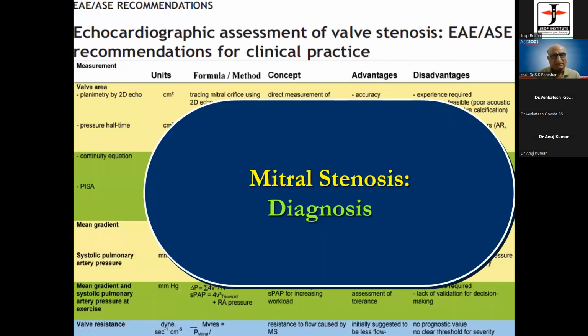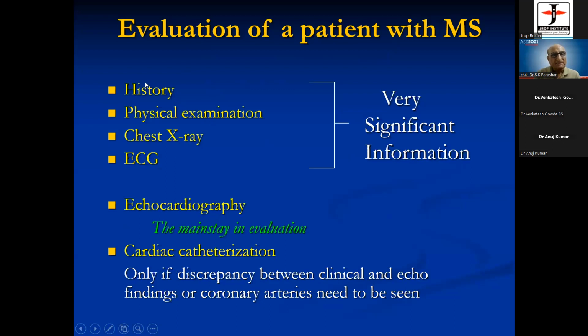Now the diagnosis. Remember, history, physical examination, ECG, and X-ray give very significant information. They will give you first information whether you are dealing with mild, moderate, or severe mitral stenosis, but echocardiography is the mainstay. We don't do cardiac catheterization nowadays in mitral stenosis unless it is a very elderly individual and you want the coronary arteries to be seen. Otherwise, echo is the mainstay in evaluation of mitral stenosis.